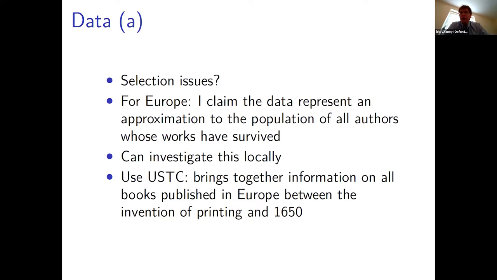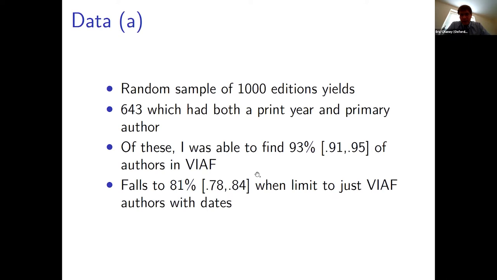I scrape this entire catalog of titles, and then I took a random sample of 1,000 editions. Of these 1,000 editions, 643 had both a print year and a primary author. Of these, I was able to find 93%, with a confidence interval of 91 to 95%, of the authors in VIAF. This falls to 81% when I limit to the VIAF authors with dates.